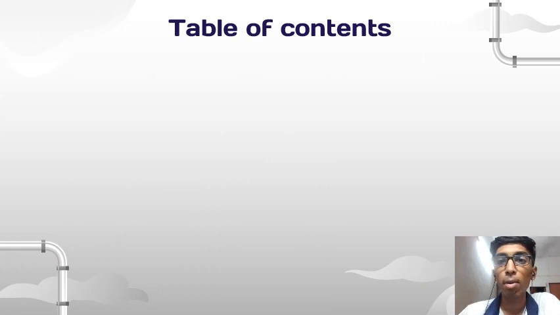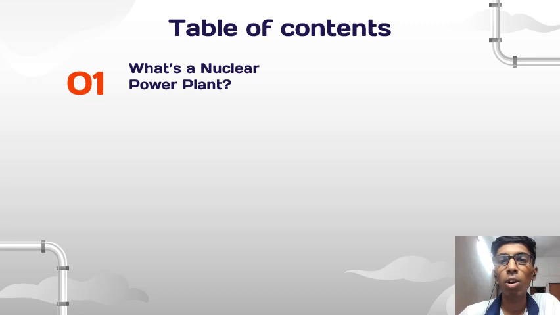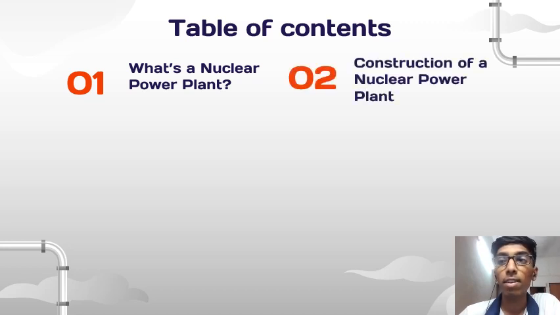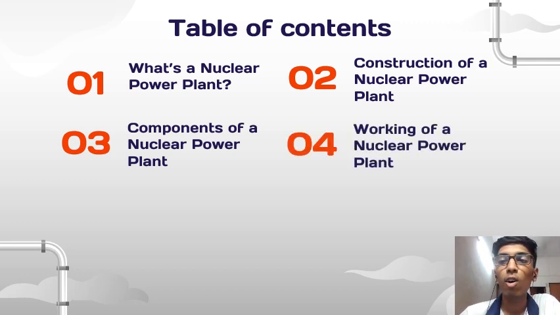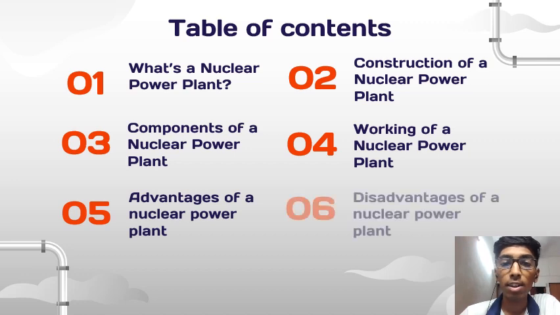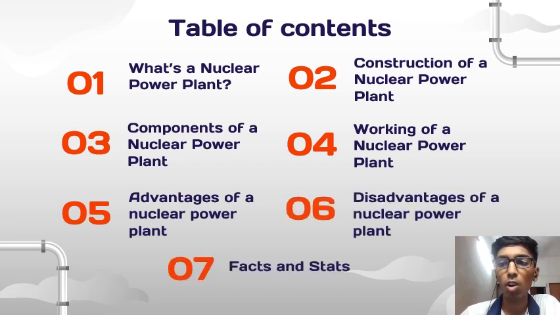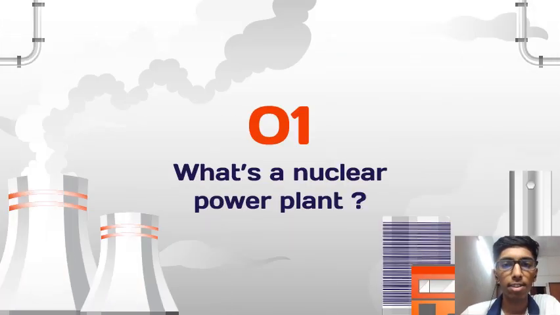So here is the table of contents, the topics that we are going to know. First is what is a nuclear power plant. Then it is construction of a nuclear power plant. Then there are the components of a nuclear power plant. Then there is the working of a nuclear power plant, advantages of a nuclear power plant, disadvantages of a nuclear power plant, and then there are some facts and statistics.